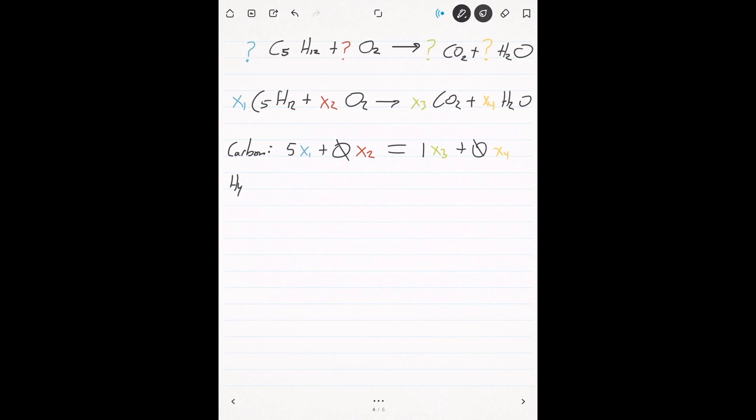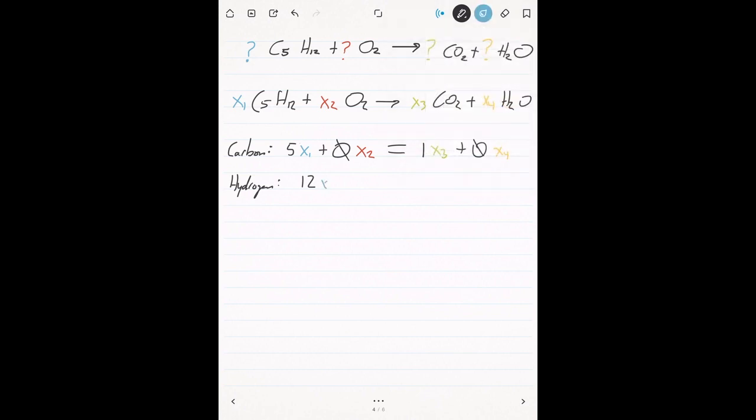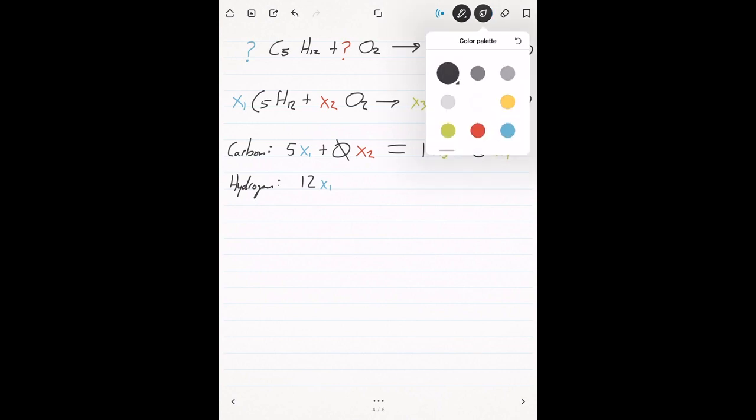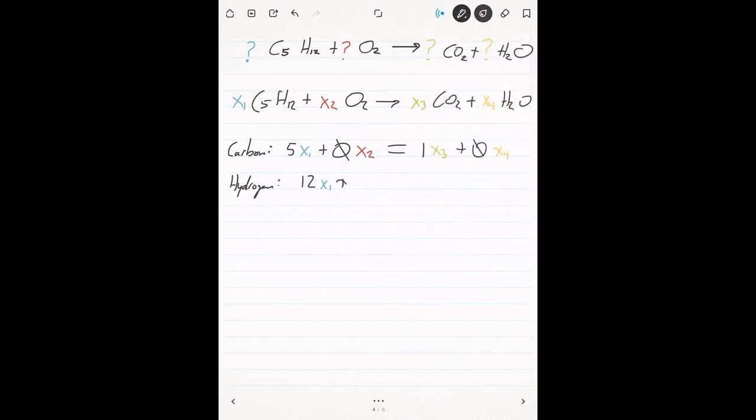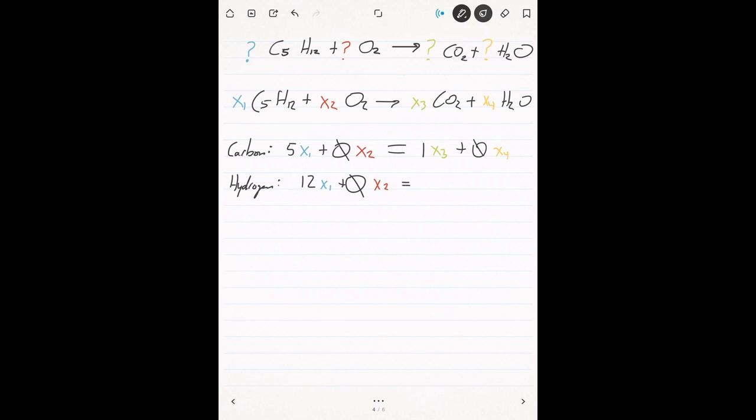Here's the hydrogen equation. In the first compound there are 12 hydrogen atoms, but I have whatever X1 times that is. Then for the second compound, there are no hydrogen atoms, so I'm just going to put a 0 there with X2, because even 0 times X2 is still just 0.